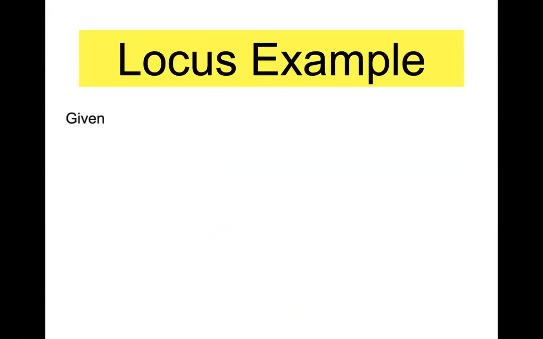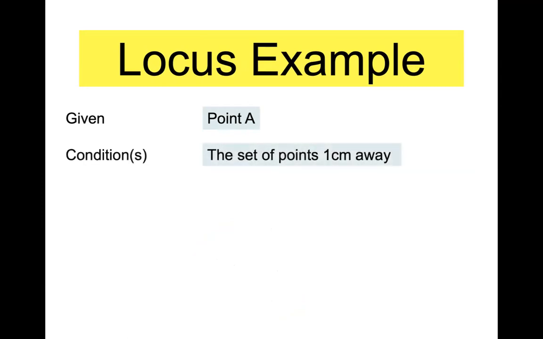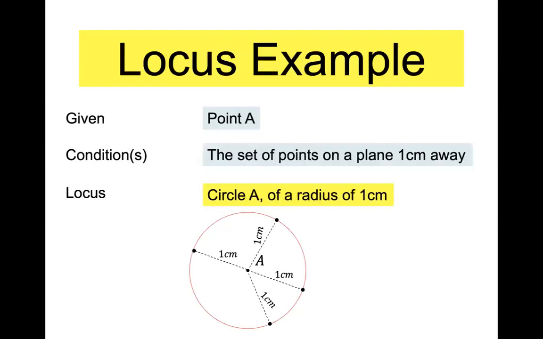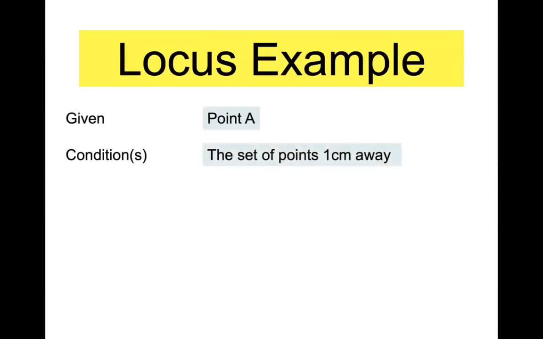Example number 2. My given is point A. It sounds familiar. And my condition looks exactly like the previous one. Is this a mistake? Well, let me go back to the previous one. Here's the previous one. Well, what's the difference? Oh, I see it. It says the set of points on a plane, and the next one just says the points that are 1 centimeter away.